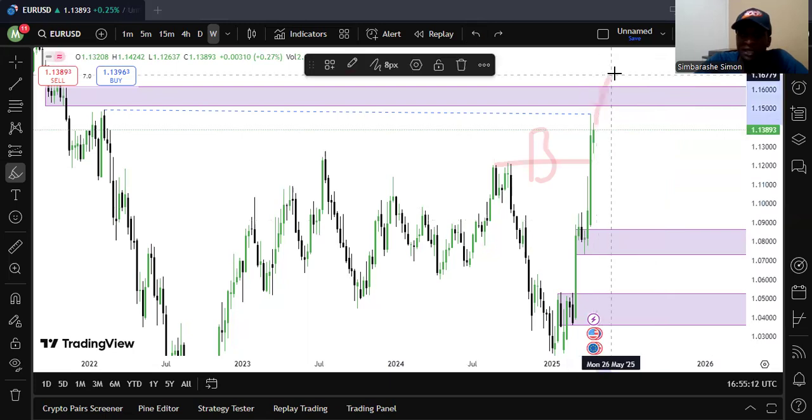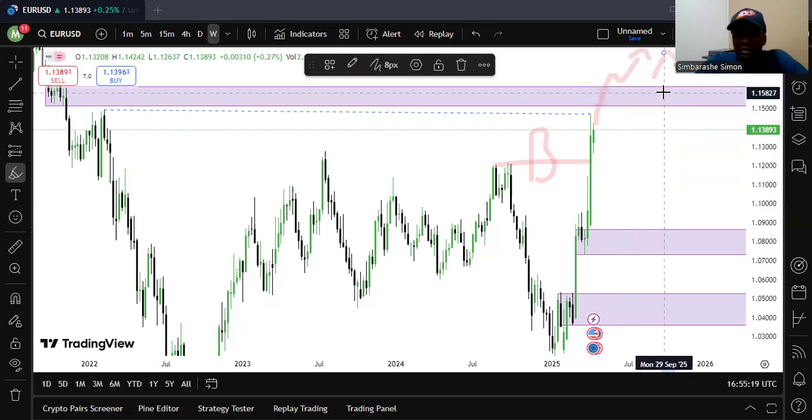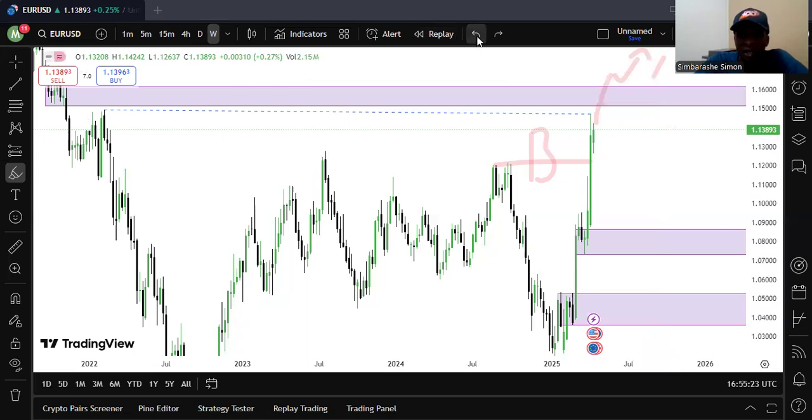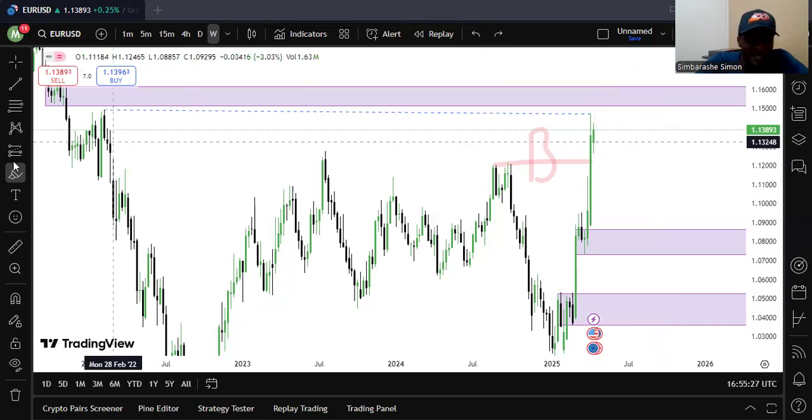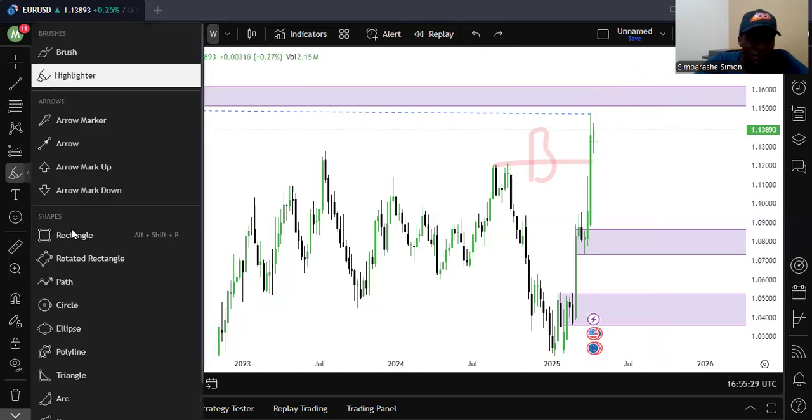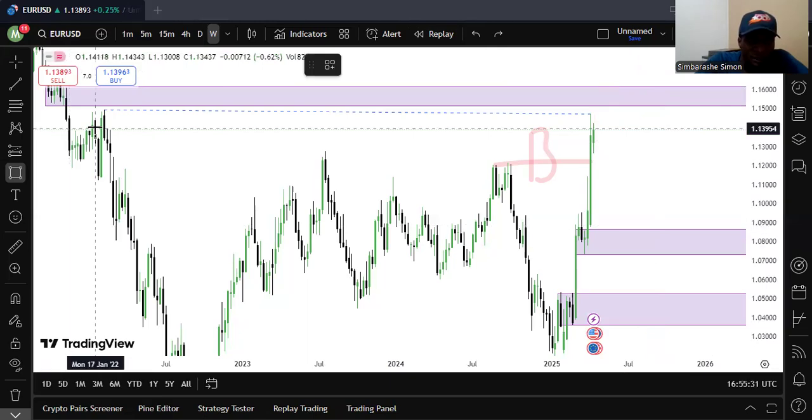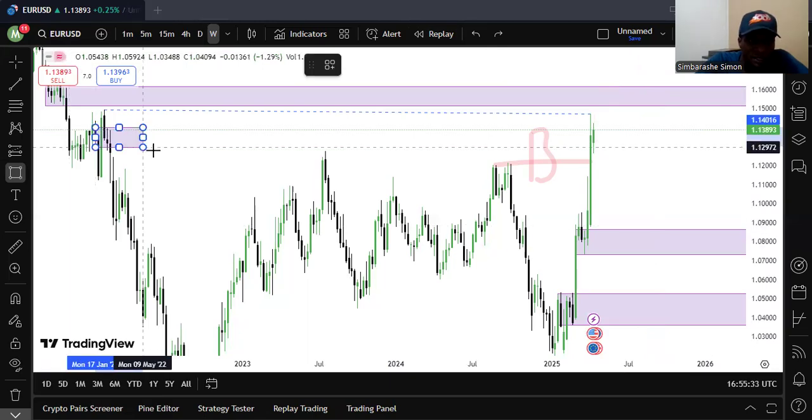If it breaks this supply zone, then it retests, then boom, we go higher, because this market is already bullish, guys. So that's what I'm looking for at weekly. And don't forget that here we still have a supply zone, and it is still good and clear, guys.